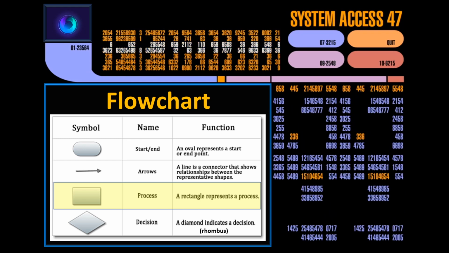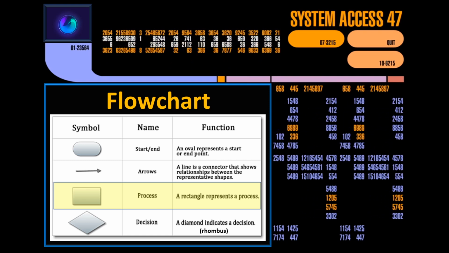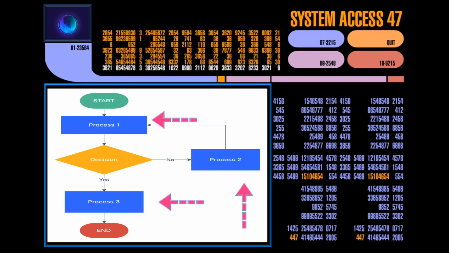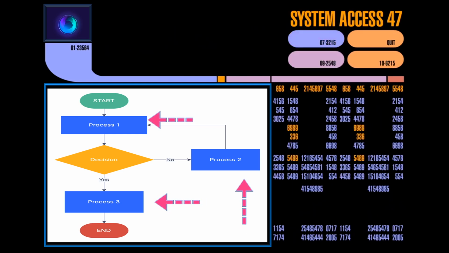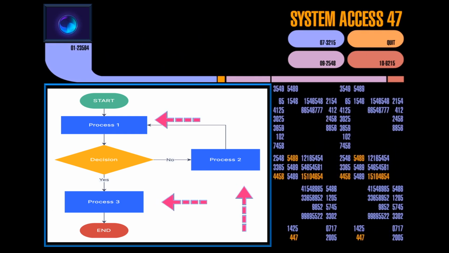An action or outcome is represented by a rectangle, which is one of the most seen shapes. It is used to show a process, task, action, or operation. It shows something that must be done or an action that must be taken by the computer running the program. Exactly, Aurora.